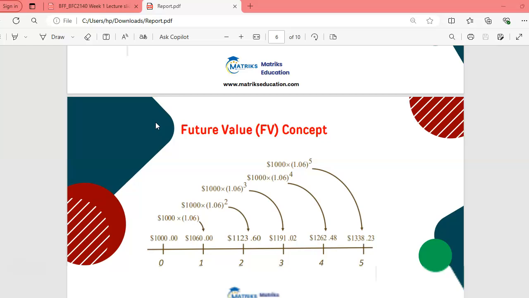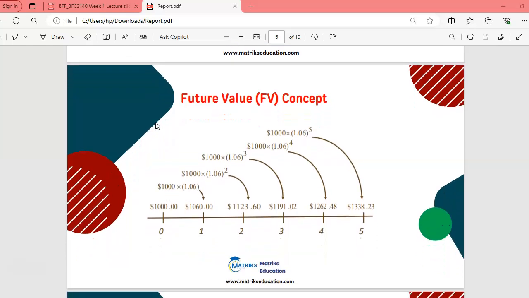Now I'm going to share the concept of future value. As I mentioned before, future value is also called a compounding technique. Every year you will get a compounding cash flow, a different amount of money every year, depending on the time and on the interest rate that you get. For example, right now you have $1,000 and you want to invest this money. In year 0, you invest $1,000, with an interest rate of 6% every year.